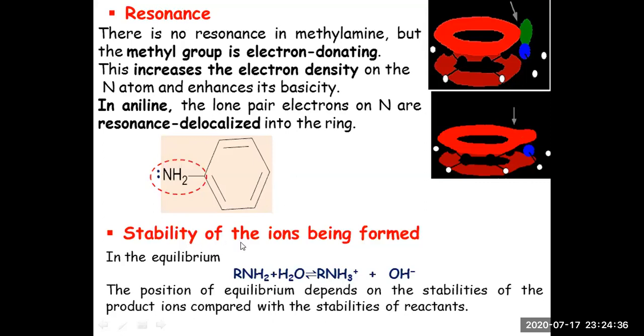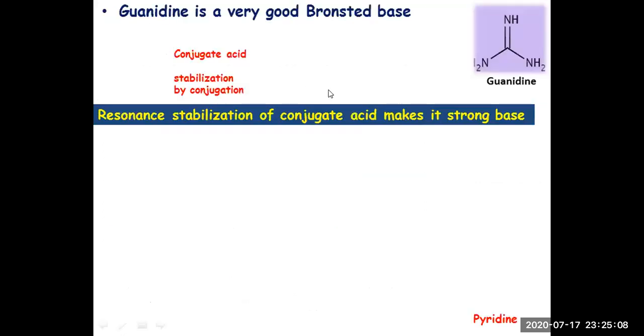Then there is the stability of an ion. When your amine reacts with water, it produces a conjugate acid. How is this conjugate acid stabilized? If it is more stable, then this particular amine will be a stronger base. So the stability of the ion, that is the conjugate acid formed from the base, also decides the strength of base, and it is found that if it is stable, the base will be stronger. So these are the factors. Let us see some examples and understand how we decide the basic strength.